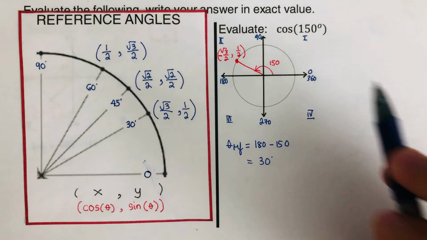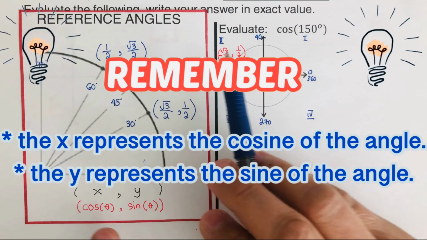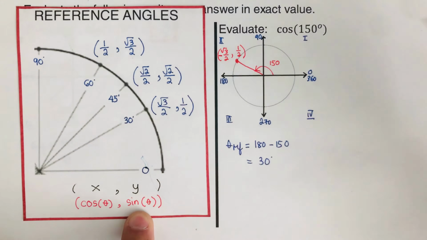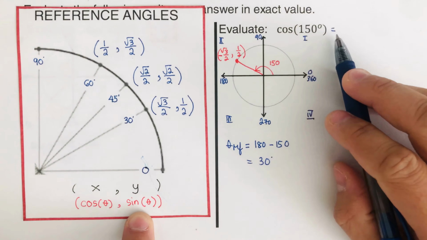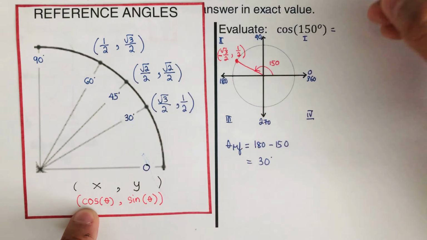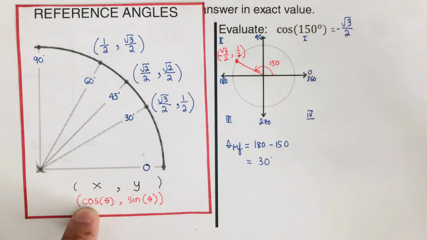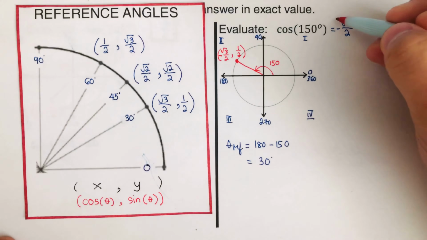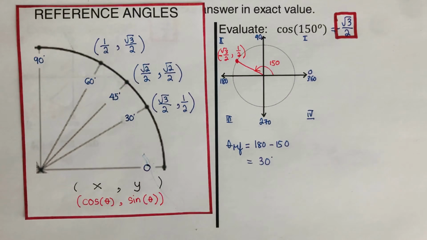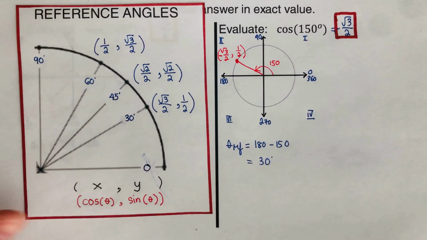Since we are looking for cosine, we remember that the x value represents the cosine of the angle and the y value represents the sine of the angle. So in this problem, since we're looking for cosine, we are looking at the x value. So the x value is negative square root of 3 over 2. So I can go ahead and write that up here, negative square root of 3 over 2. So this is the value for cosine 150 in exact value. Did you get the same answer as this? Good. Perfect.